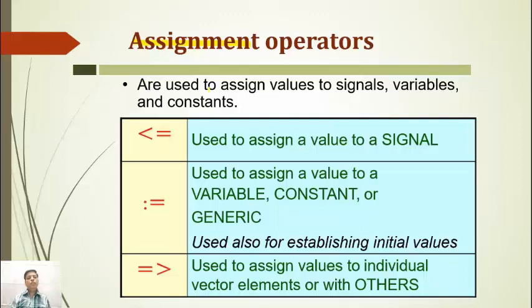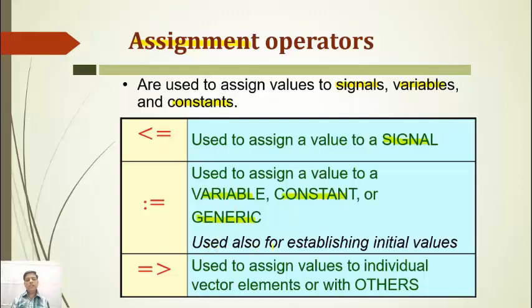It is used to assign values to the signals, variables and constants. Less than or equal to is used to assign a value to a signal. As you can assign a value to the signal, so use the symbol less than or equal to. Colon equal to is used to assign a value to a variable, constant or generic. Whenever you are assigning a value to a variable, constant or generic, you utilize colon equal to.